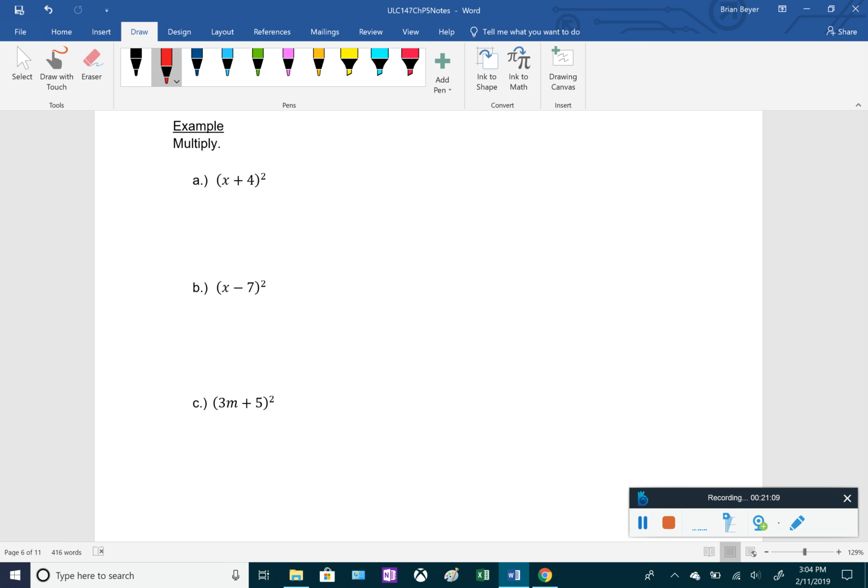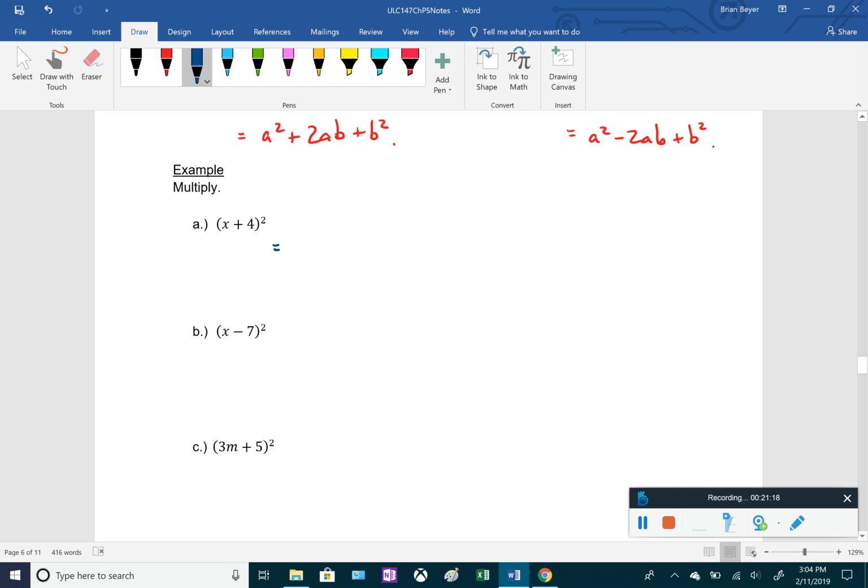Okay, so let's do these examples. Let's do this using the shortcut. So x plus 4 all squared, based on the shortcut right up here, it's going to be the first one squared, so x squared, plus 2 times those terms being multiplied together, so plus 2 times 4x, plus the second one squared. So it's x squared plus 8x plus 16. I'm just going to put another note here again, or FOIL it.